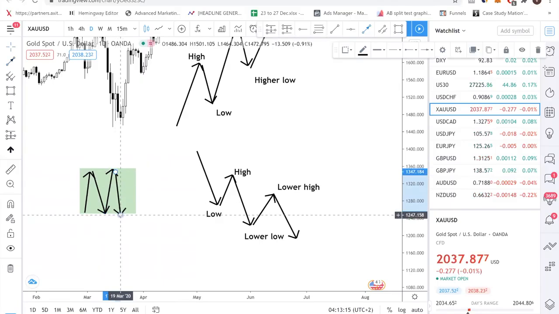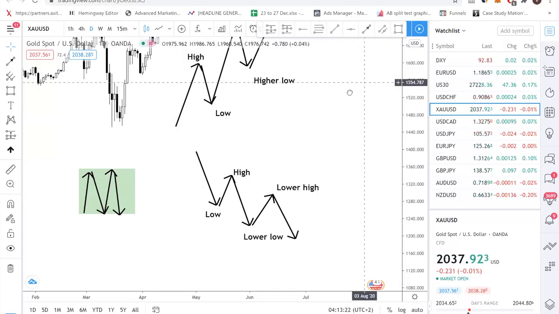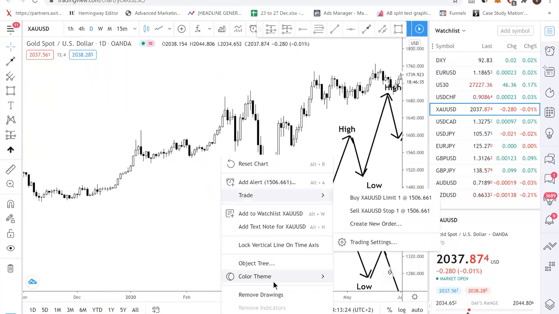So step one involves identifying where you are currently. What is the market condition currently? Are you in an uptrend? Are you in a downtrend? Or are you in a consolidation?